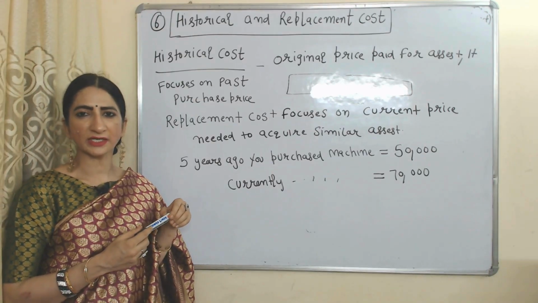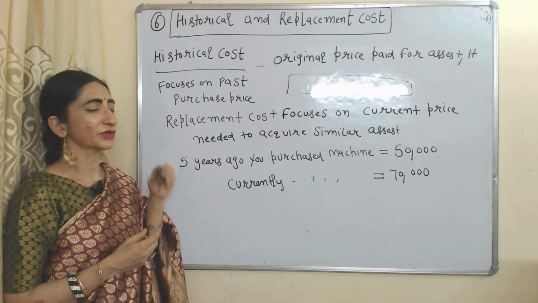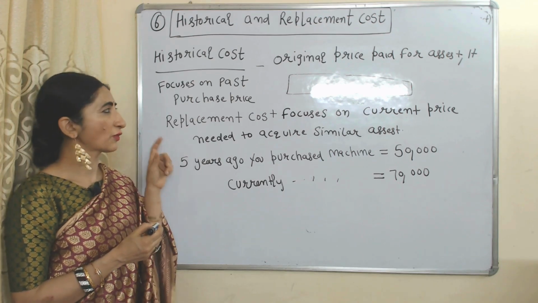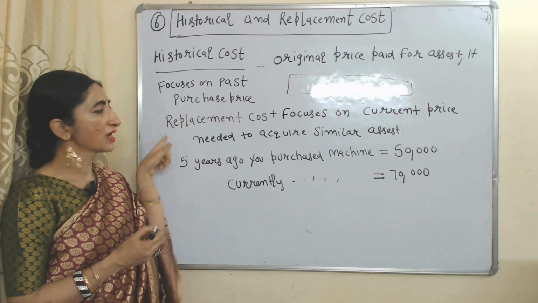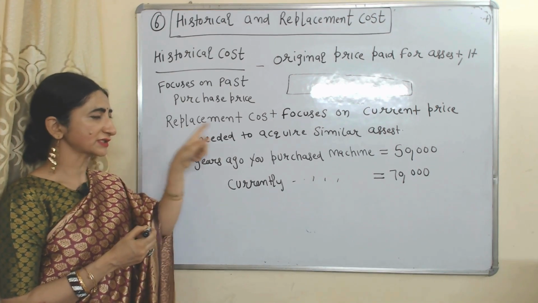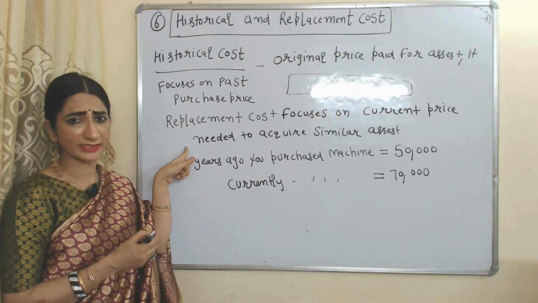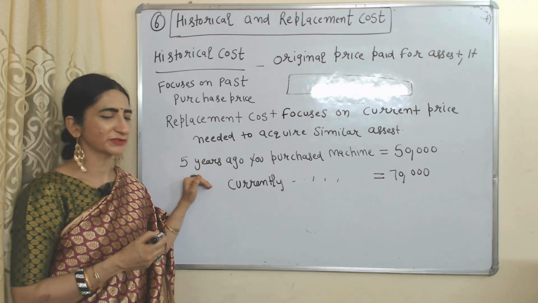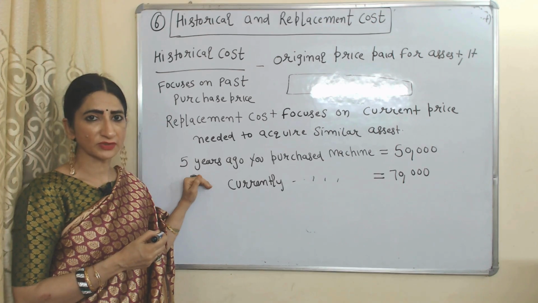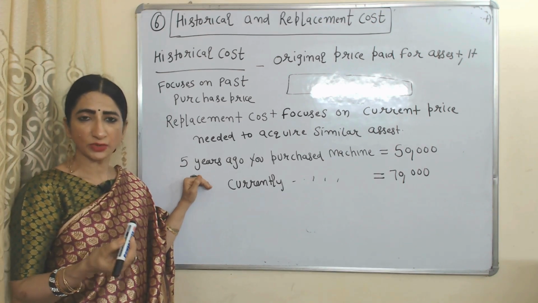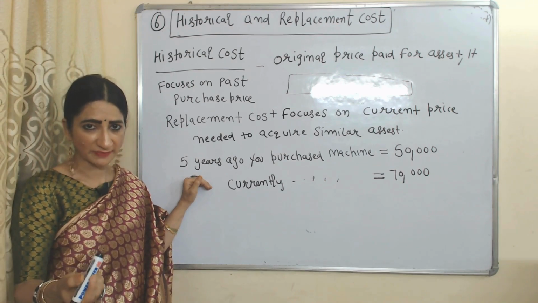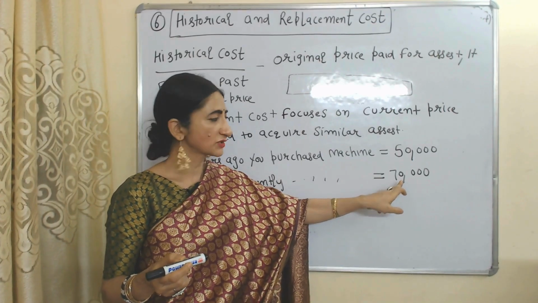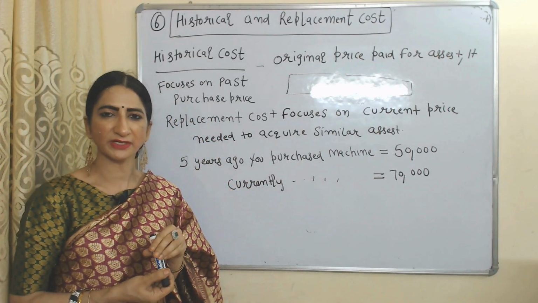Next is historical and replacement cost. Historical cost is original price paid for an asset and focuses on past purchase price. But replacement cost focuses on current price needed to acquire the same asset. For example, 5 years ago, you purchased a machine at rupees 50,000. So 50,000 is your historical cost. But currently you want to replace this machine and at present the price of the same machine in market is 70,000. So 70,000 will be called your replacement cost.